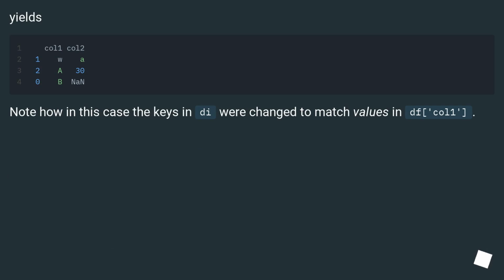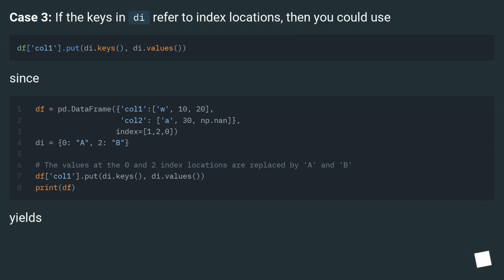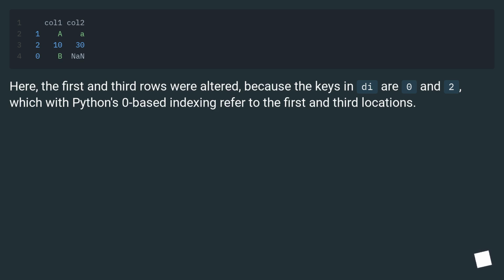Case 3. If the keys in D refer to index locations, then you could use since yields. Here, the first and third rows were altered, because the keys in D are 0 and 2, which with Python's zero-based indexing refer to the first and third locations.